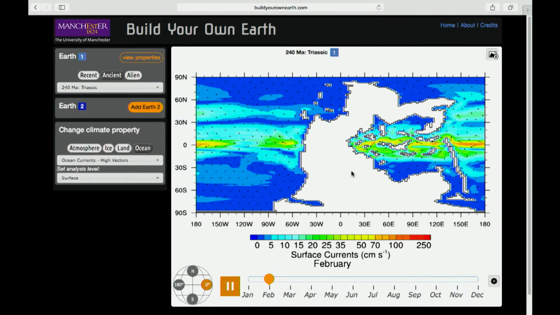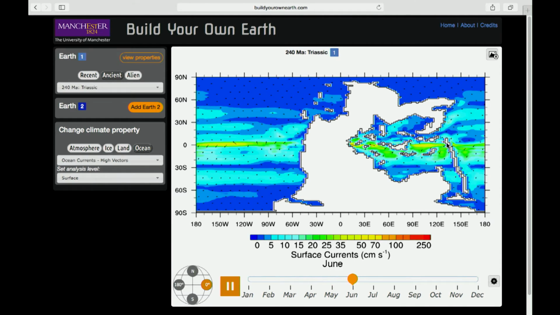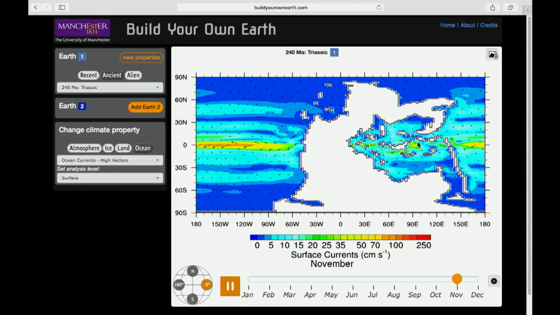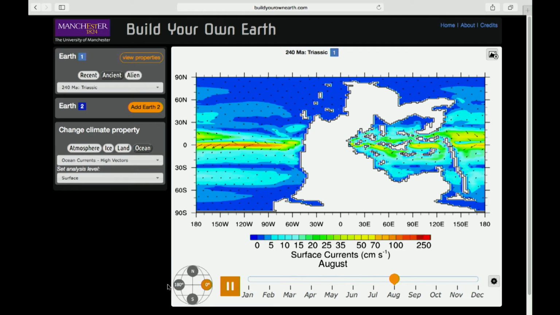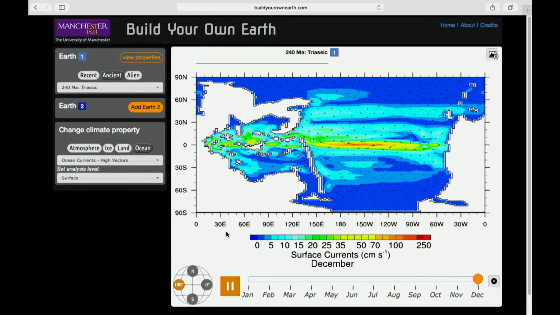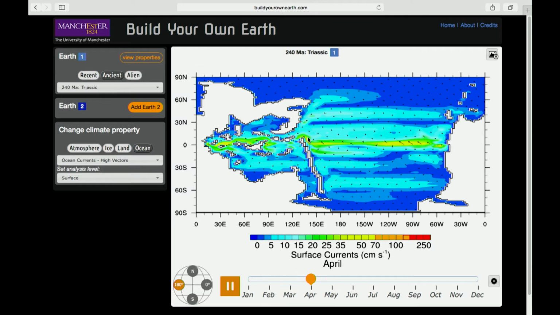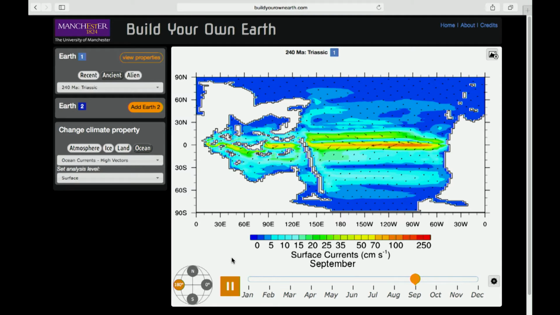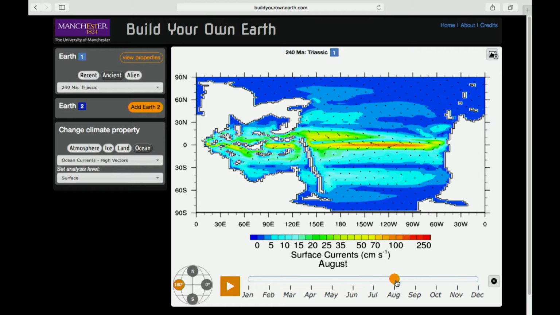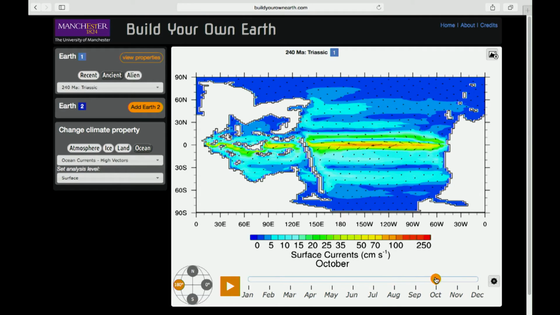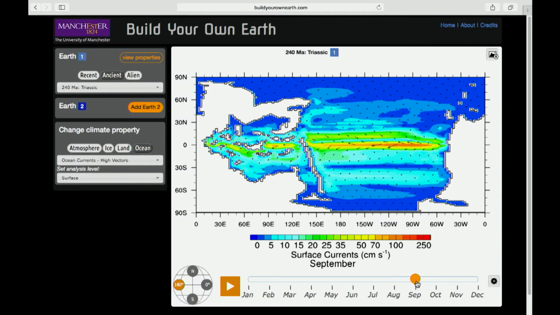This prompts a seasonally varying returning westerly current, which we can better see if we switch our views from the prime meridian view to the 180-degree view. This returning westerly current is strongest during August through October. So as we look through these different months, we can see how this warm water would have been moved to the west.